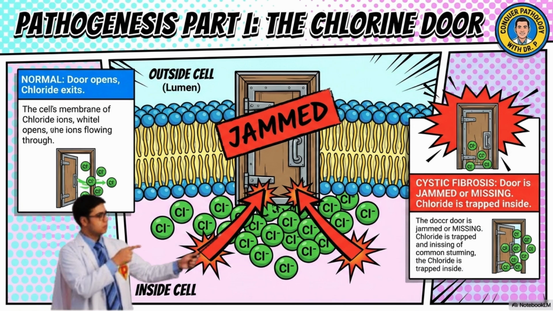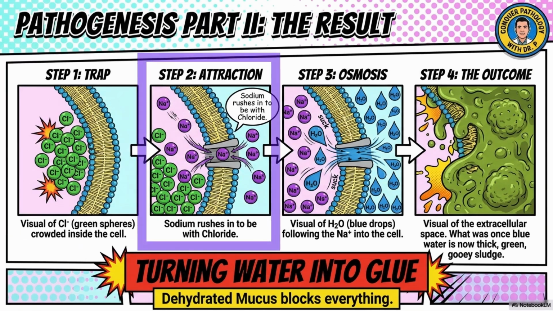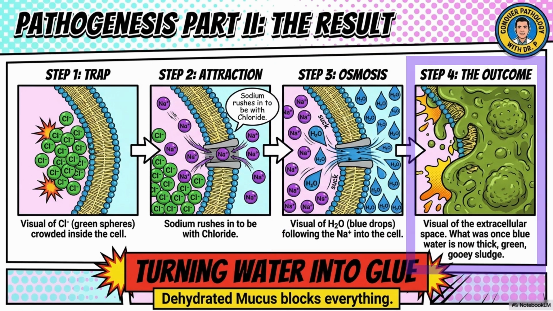So what happens next? The trap. Chloride is trapped inside. Attraction. Sodium rushes in to be with the chloride. Osmosis. Water follows the sodium into the cell. The outcome is the extracellular space loses its water. We are effectively turning water into glue. You get dehydrated, thick, gooey sludge that blocks everything.